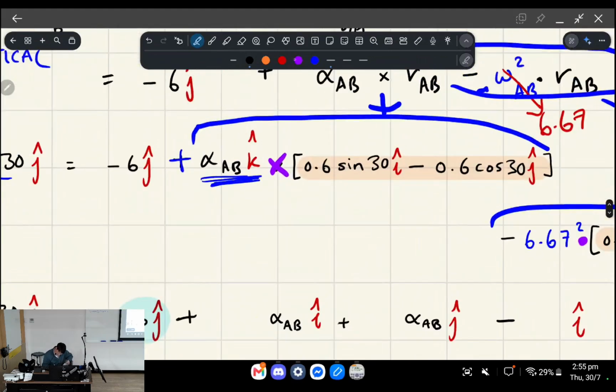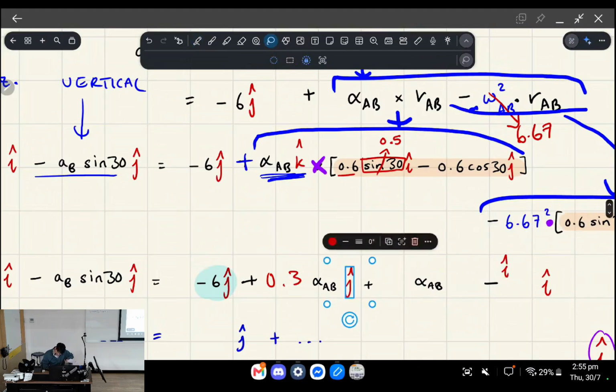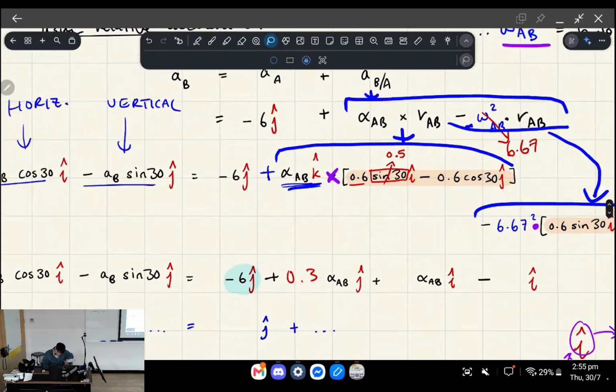Okay, so remember, sine 30 is just 0.5, and so what we're going to get is 0.6 times 0.5 is 0.3. Sorry, I've flipped these in my little working out. Yeah, that's better. So we get 0.3 alpha AB j, okay? So this cross product with that, right? Okay, and then we're going to do k.